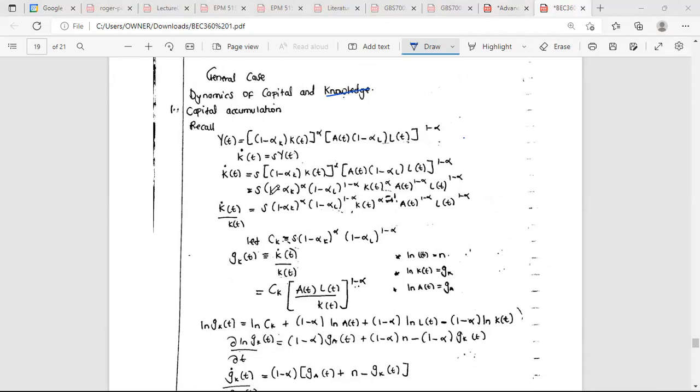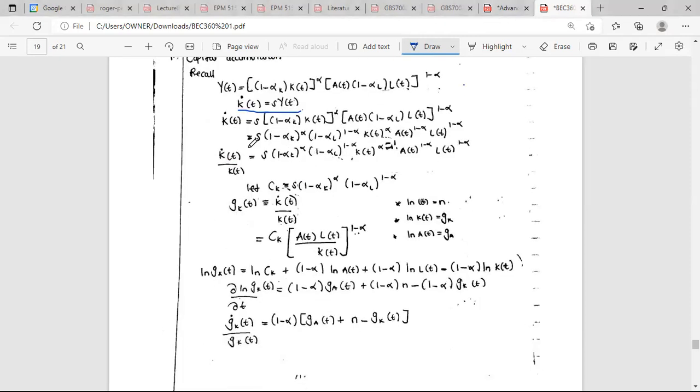Finally, we've got the movement of the growth of capital. What we have is the savings rate. Remember where this is coming from? I talked about this. The savings rate is constant.